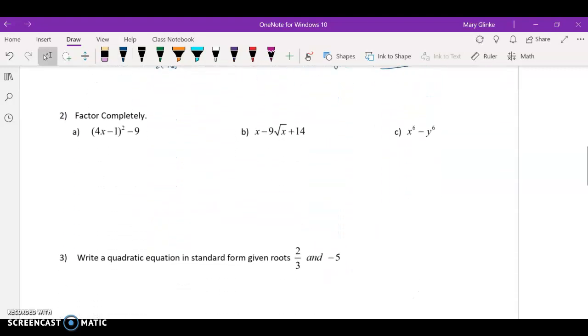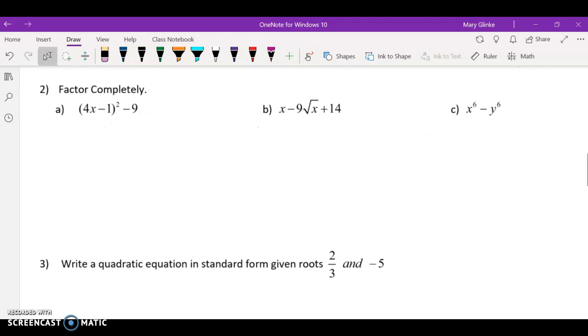So we're going to move on to some factoring extensions now. We've done all of our different methods of factoring. Now we're going to look at problems where more than one thing applies. So let's take a look at 2a.